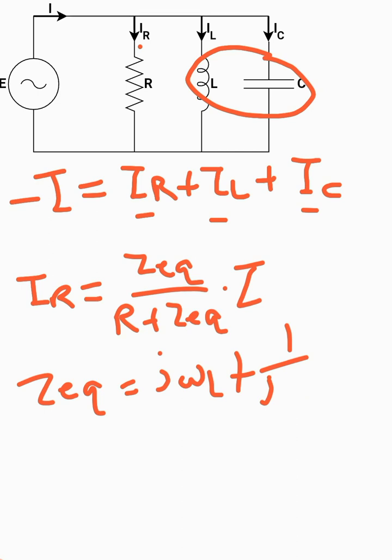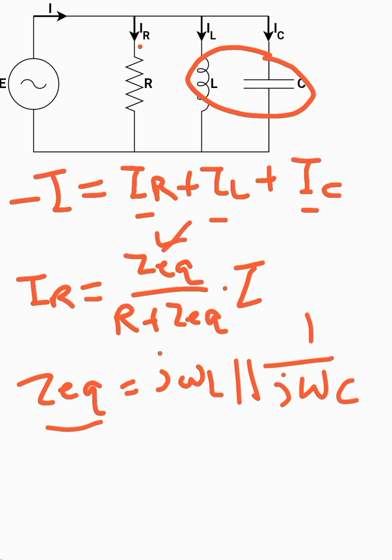So I would write j omega L in parallel with 1 over j omega C. So you just simplify this Z equivalent and plug that value right here in this equation. You can get the value of IR.